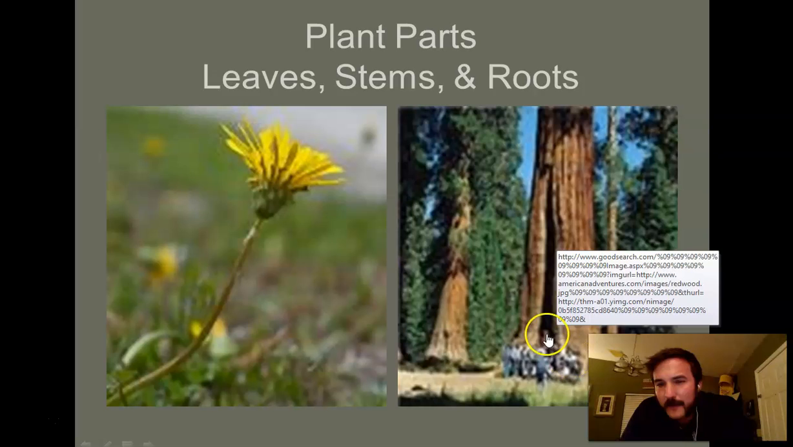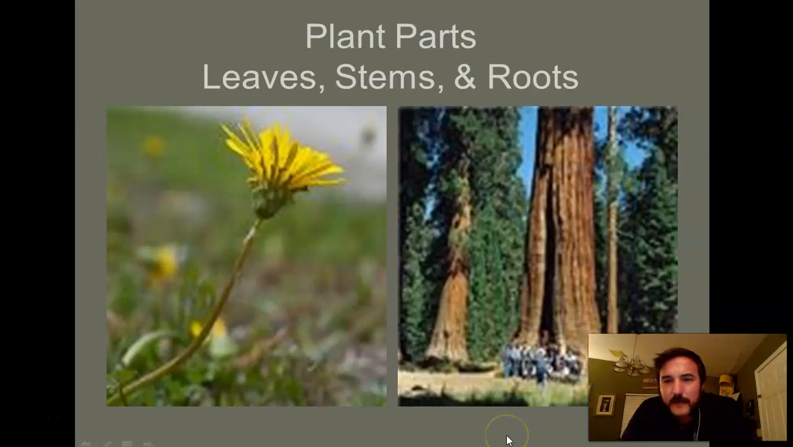If you can tell, I'm sorry it's a little bit blurry, it's not Bigfoot. It is a group of kids on a field trip getting their class picture taken, and look at how tiny they look with this huge redwood tree. Just amazing how God created something so massive and so big. But regardless if it's this redwood tree or this dandelion, they have leaves generally on top, they have a stem in the middle, and they have roots underground for the most part.